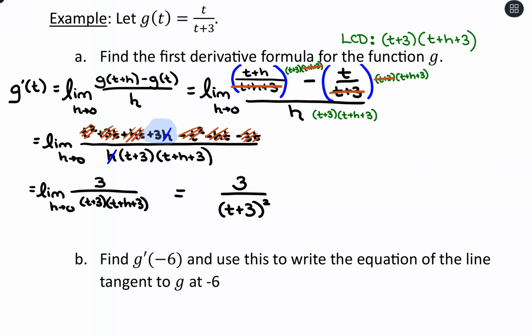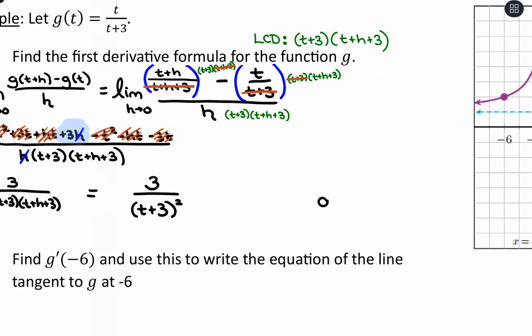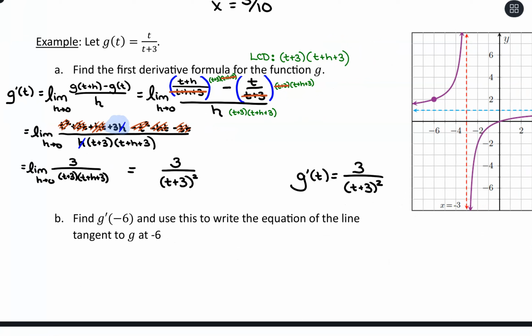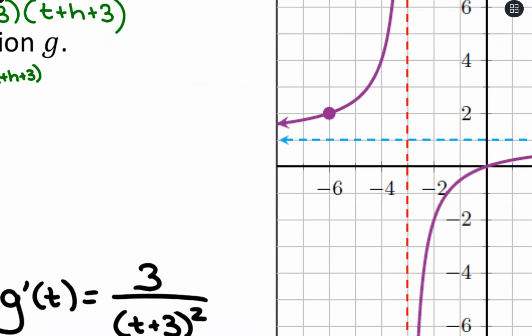So there is our derivative function. Let's even write that to the side. So g prime of t, our first derivative of g of t, is 3 over t plus 3 squared. So now we can evaluate the derivative for any value of t. So find g prime of -6 and use this to write the equation of the tangent line at -6. So we're looking at this spot right here and finding the equation of our tangent line.